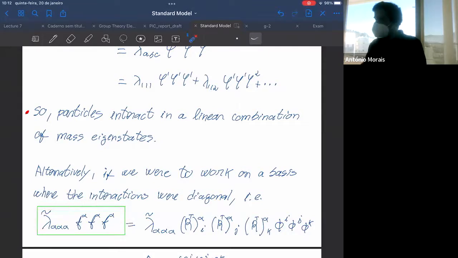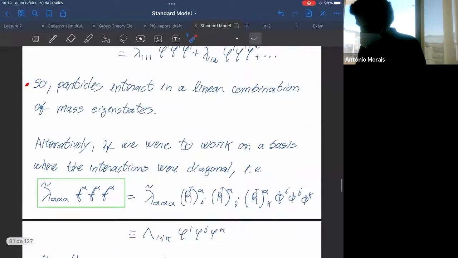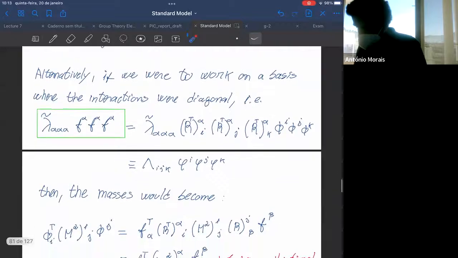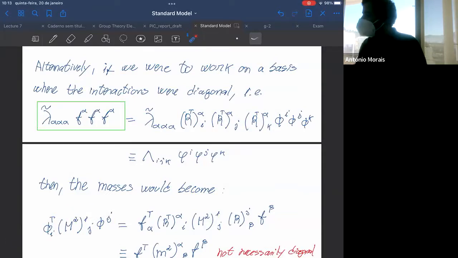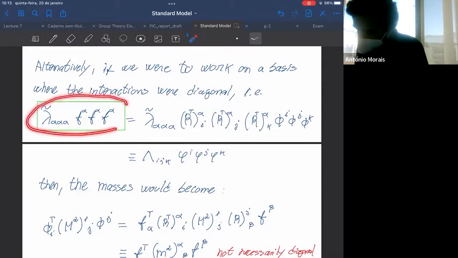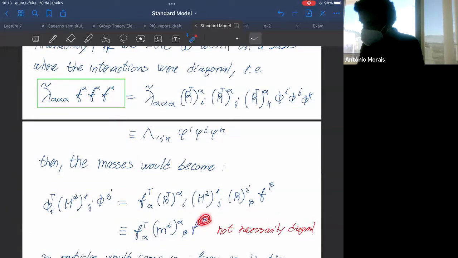And this is diagonal. We only have terms that are diagonal. So you have a term that looks like this. Okay, let's apply the rotations. Those were well defined here, and we go back to this. Now we recover this basis here. Then the masses would become, so now let's apply this to the masses. You have the generically non-diagonal mass, but now let's rotate to the basis that diagonalizes the cubic interaction. And we get, again, another mass, which I'm identifying with alpha and beta here, that is not necessarily diagonal. This alpha does not have to be equal to beta.